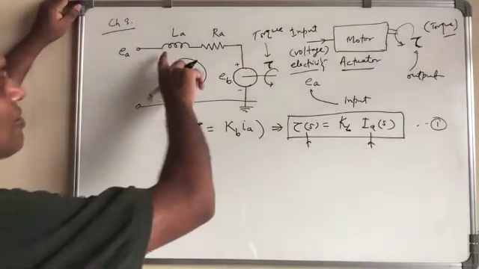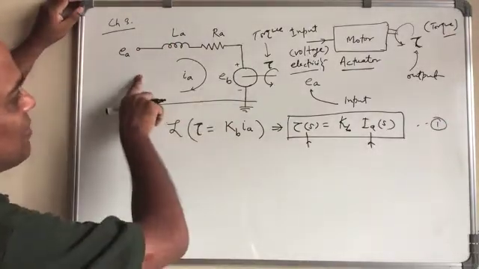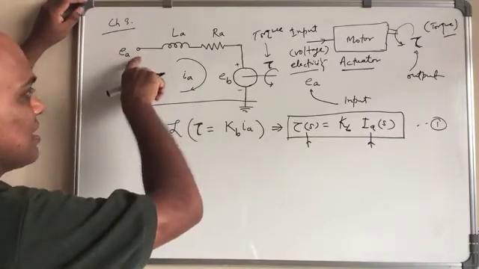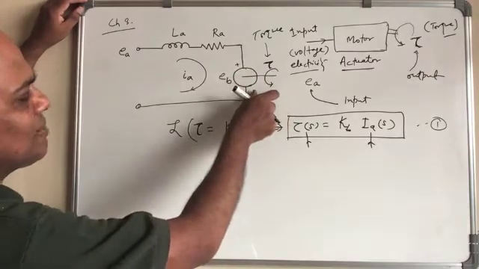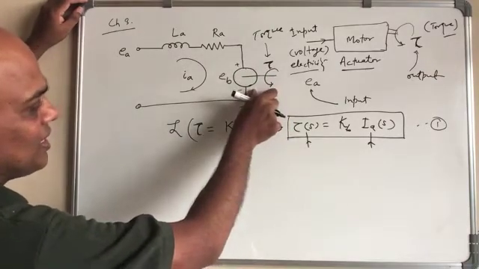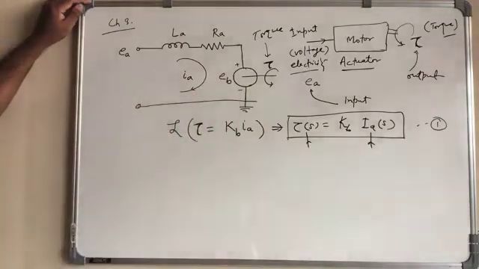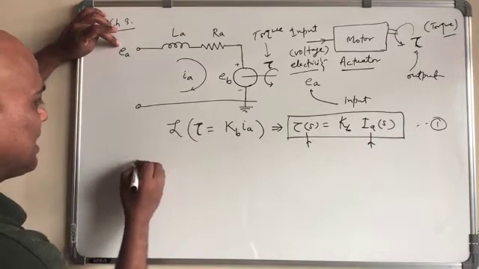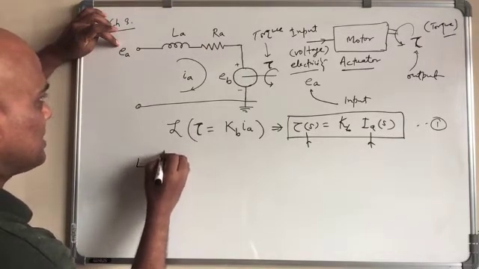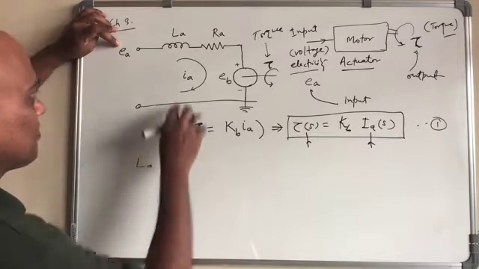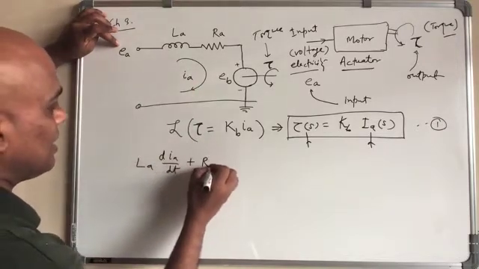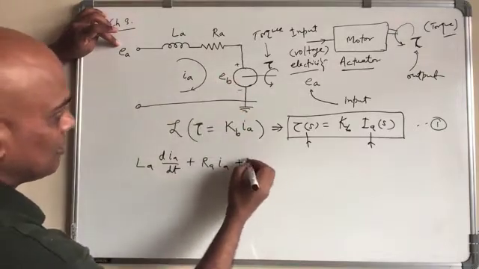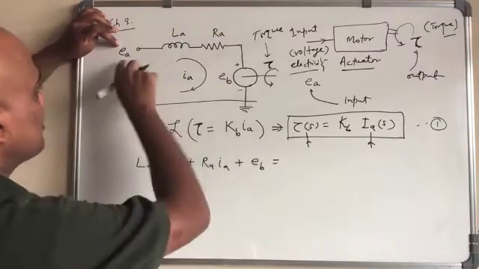Now the second thing. Remember, our input is not Ia, our input is Ea. So we are giving the voltage, and the output is tau. This is just the intermediate, one part of the story. Here we have to compute this, and write Ia in terms of Ea. So what do we get? We get La dIa over dt plus Ra Ia, and then you have the back EMF, so Eb will be equal to Ea.